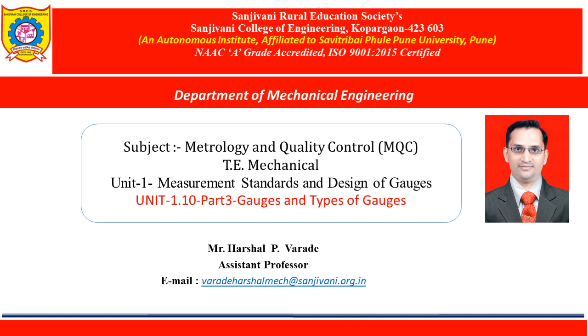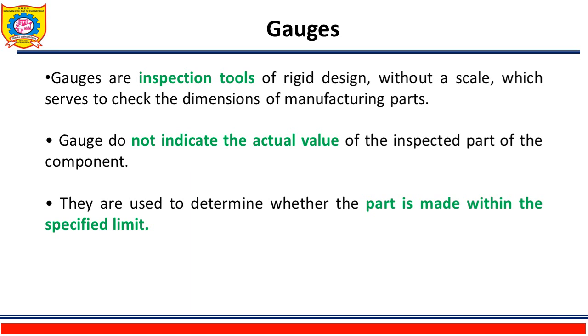Today we will learn about gauges and types of gauges for inspection. Gauges. Let us learn gauges. Gauges are the inspection tools of rigid design without a scale which serve to check the dimensions of manufacturing parts.